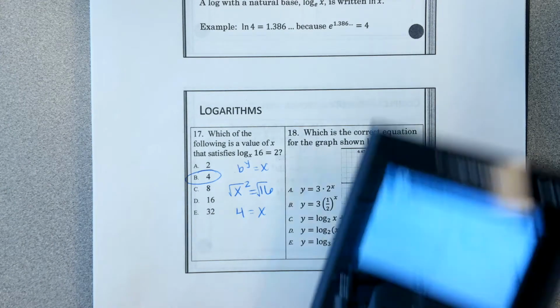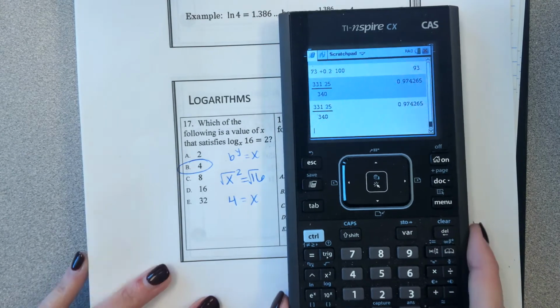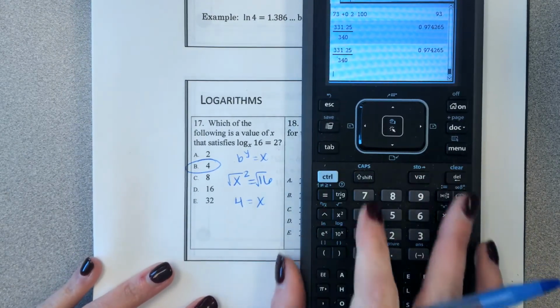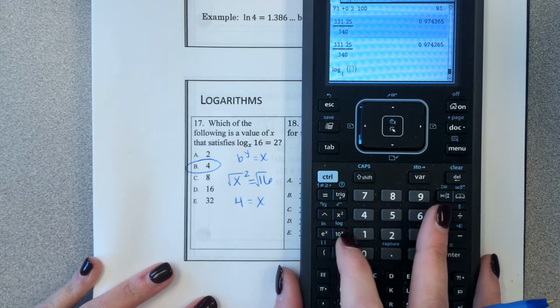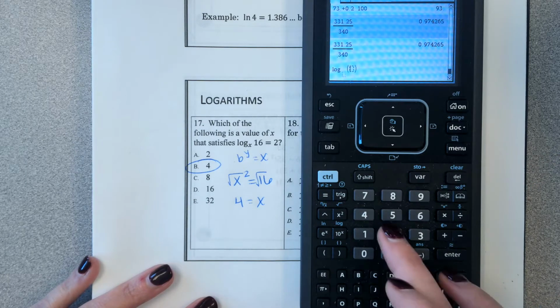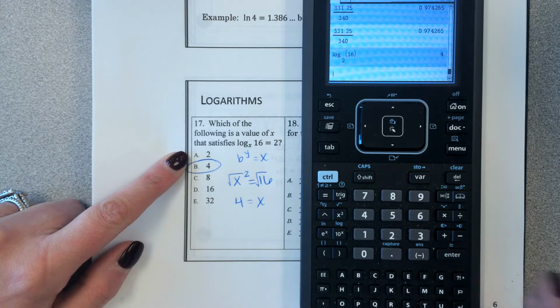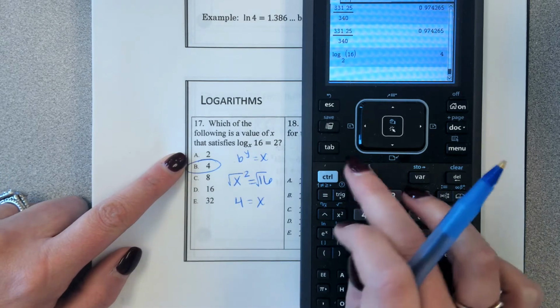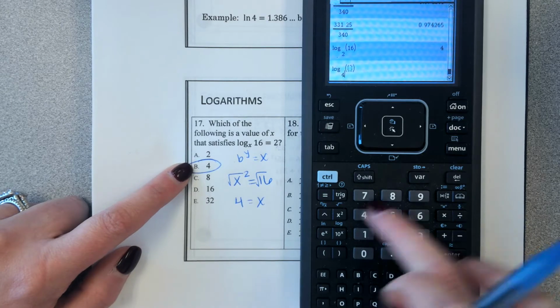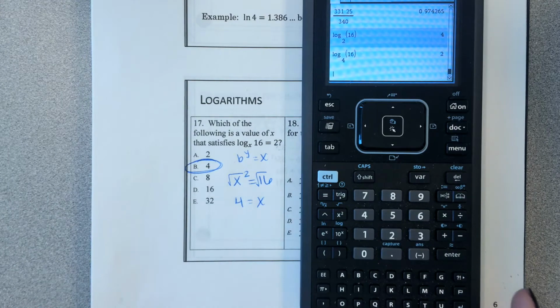You could also do some guess and check. So you could grab your calculator, and let me go to the home page. You find your log by doing control and 10 to the x power. We don't know our base, so that's what we're going to guess and check, and then we have 16. We can start first with number 2. Log base 2 of 16 is 4, so that's not 2. So we can do it again. We can say log base 4 of 16, and that does equal 2. So that is our correct answer.